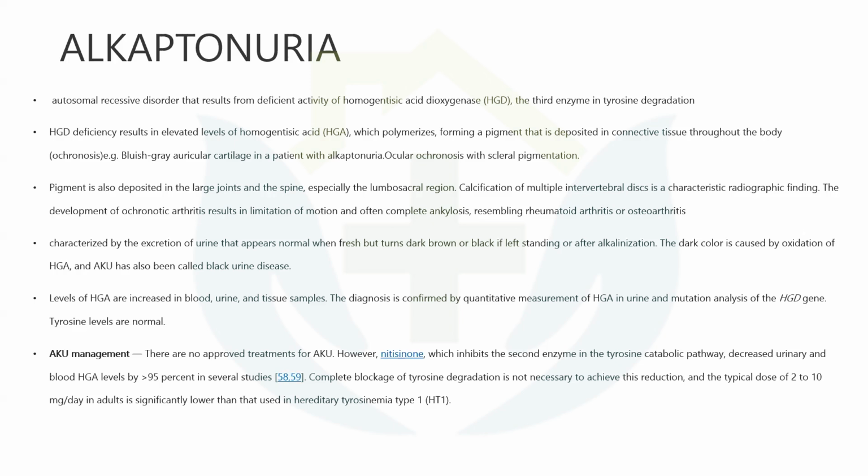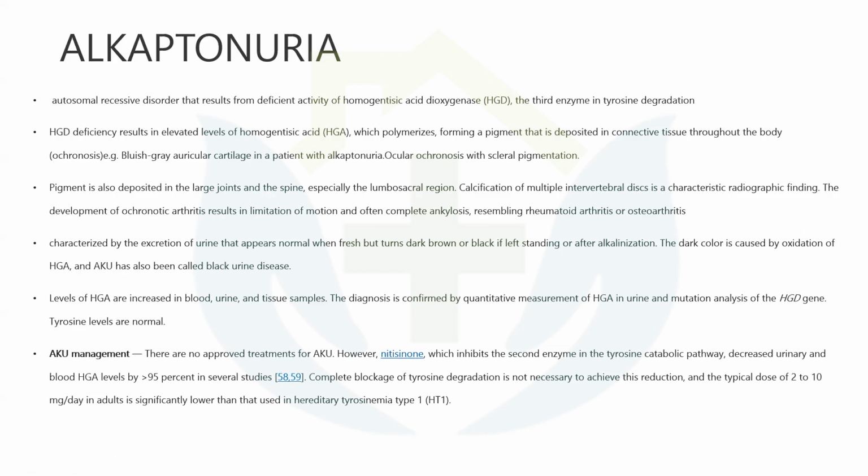Diagnosis is by quantitative measurement in the urine, and we can also do gene detection of the HGD gene. In this case, the tyrosine levels are usually normal.